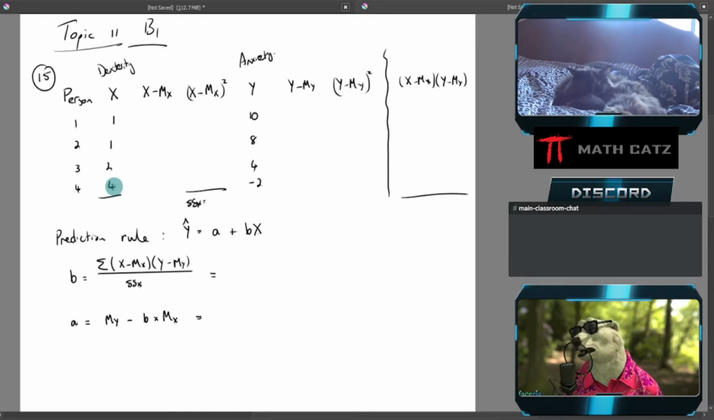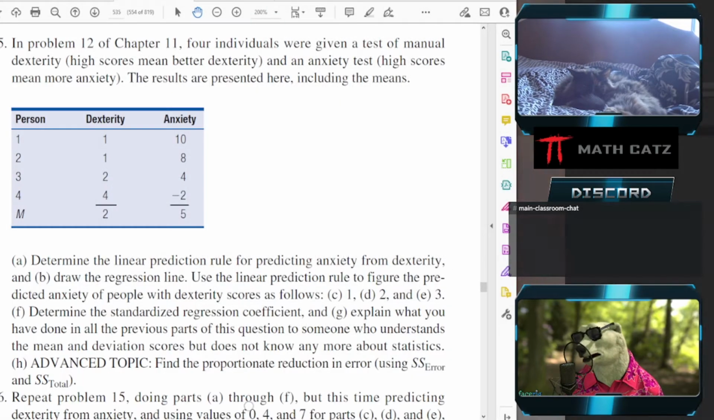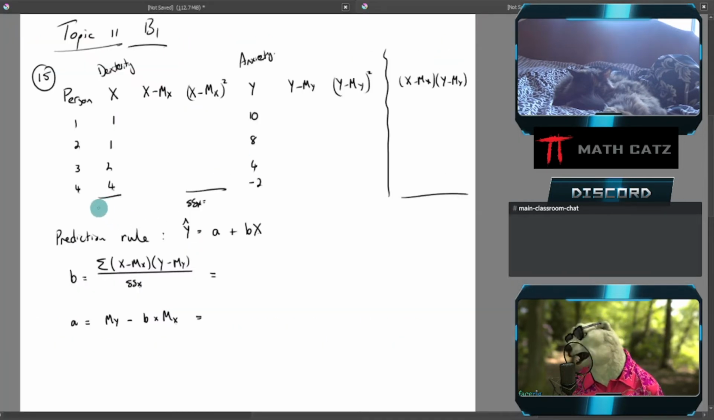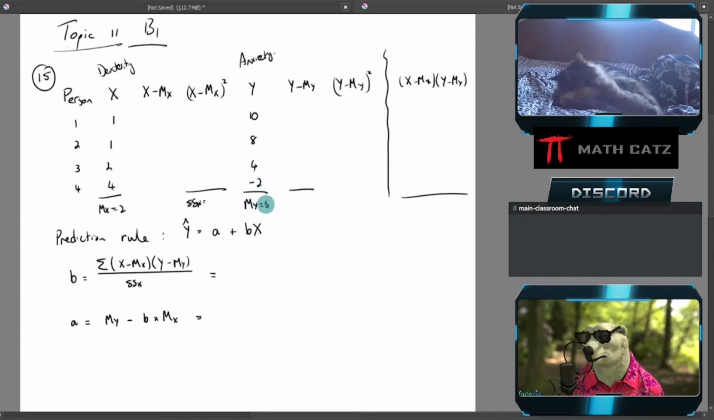So we have to find the mean. I think they're nice enough here to give us the means, 2 and 5, just to save us some effort. But of course we can calculate that ourselves as well. Add up all the numbers here, divide by 4, and we get 2. They're just saving some time. Over here, mean y score, 5. You add them all up, you get 18, 22, 20 divided by 4 is 5. Okay, so nothing special there.